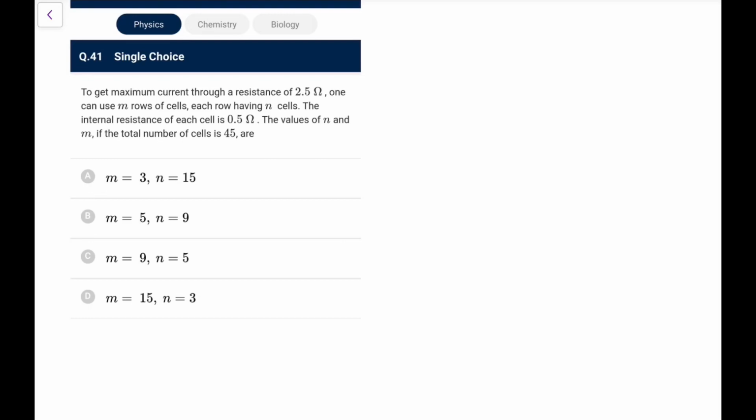To get maximum current through a resistance of 2.5 ohm, one can use m rows of cells, each row having n cells. The internal resistance is 0.5, and the total number of cells is 45. So the equivalent resistance of the battery should be equal to the external resistance, 2.5. We have n cells, so nr by m should be equal to 2.5, and m into n is equal to 45.